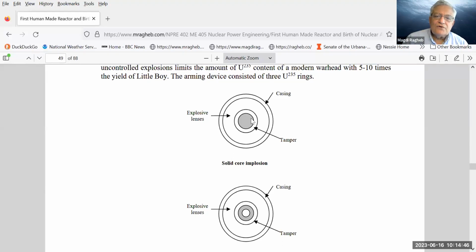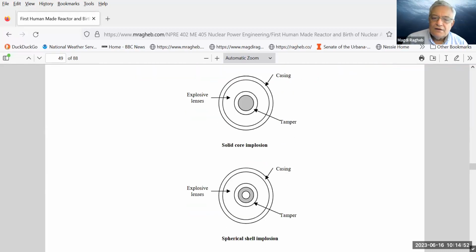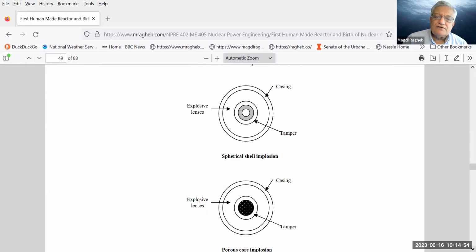This can be done with a solid core, or it can be done with a shell of plutonium-239. The explosive lenses provide really an implosion process. We'll study it later on, because the same process is being used in what we are going to call inertial confinement fusion. Or you can have a porous material of plutonium-239 and implode it to the center.